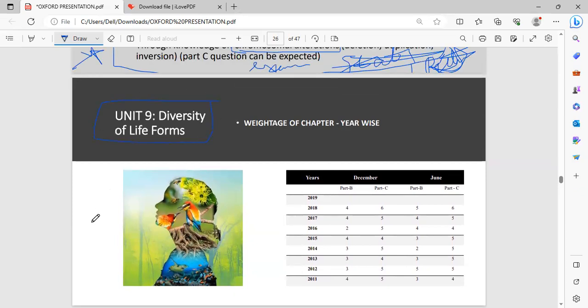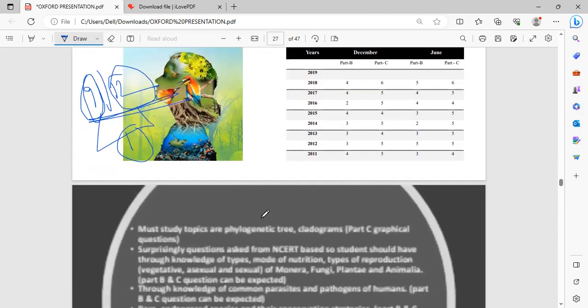Coming to the 9th unit, we can opt for either the 9th unit or the 12th unit. If you are from a zoology background, we can easily choose this 9th unit. Or if you are from any other background, you can easily choose this 12th unit. From these two, we can choose any one.